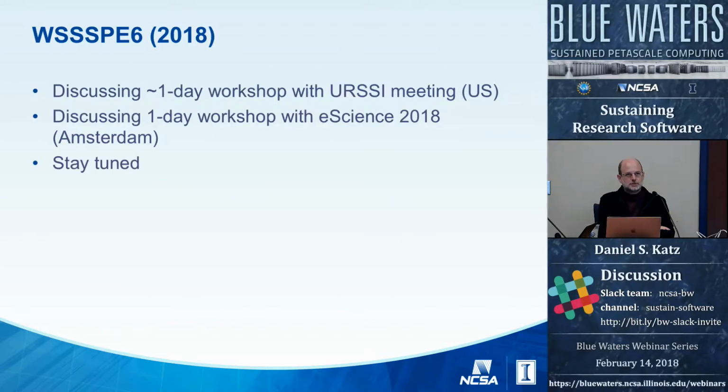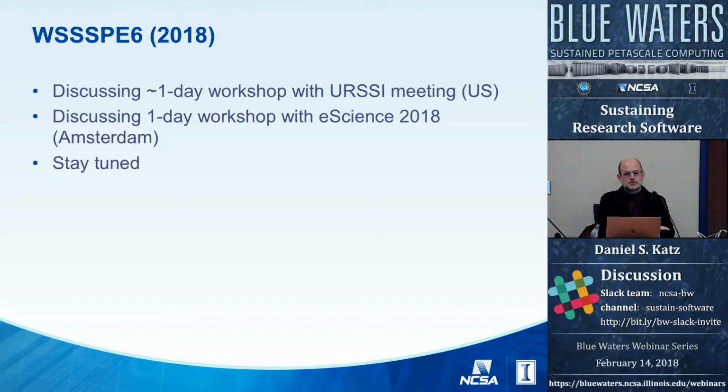Okay, so this year we're talking about 2 meetings. I don't know if either of these will happen, but I think they likely will. My guess is that there likely will be a WSSPE 6 meeting. That'll be a one-day workshop that'll go with an URSSI meeting, and I'll talk about URSSI as the third activity a little bit later. And then I think we also will propose a one-day workshop that'll likely be WSSPE 6.1 that'll be with eScience 2018, which is going to be in Amsterdam.